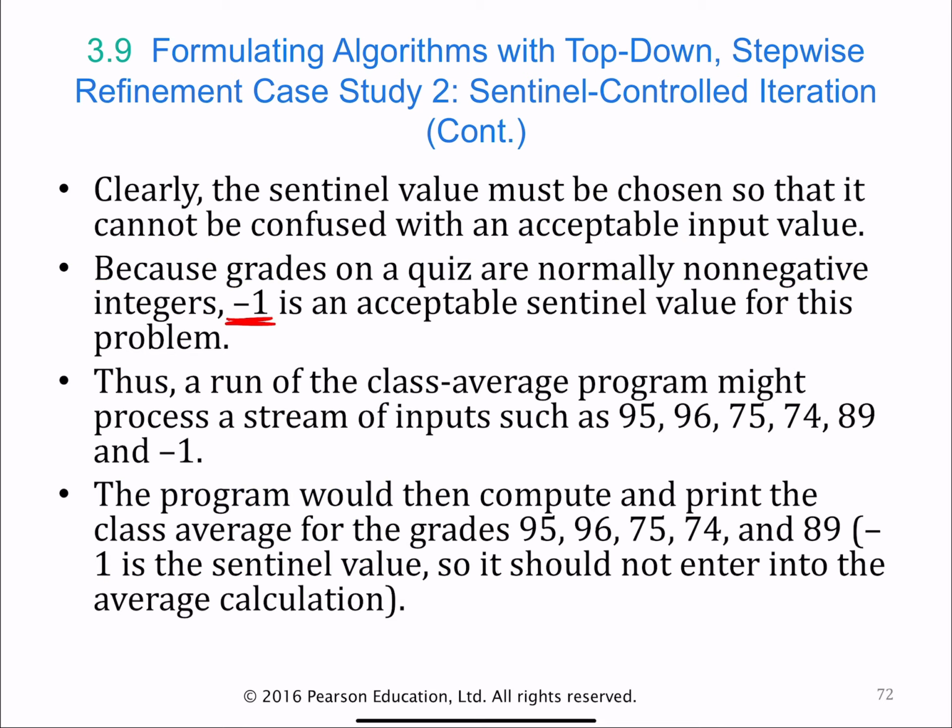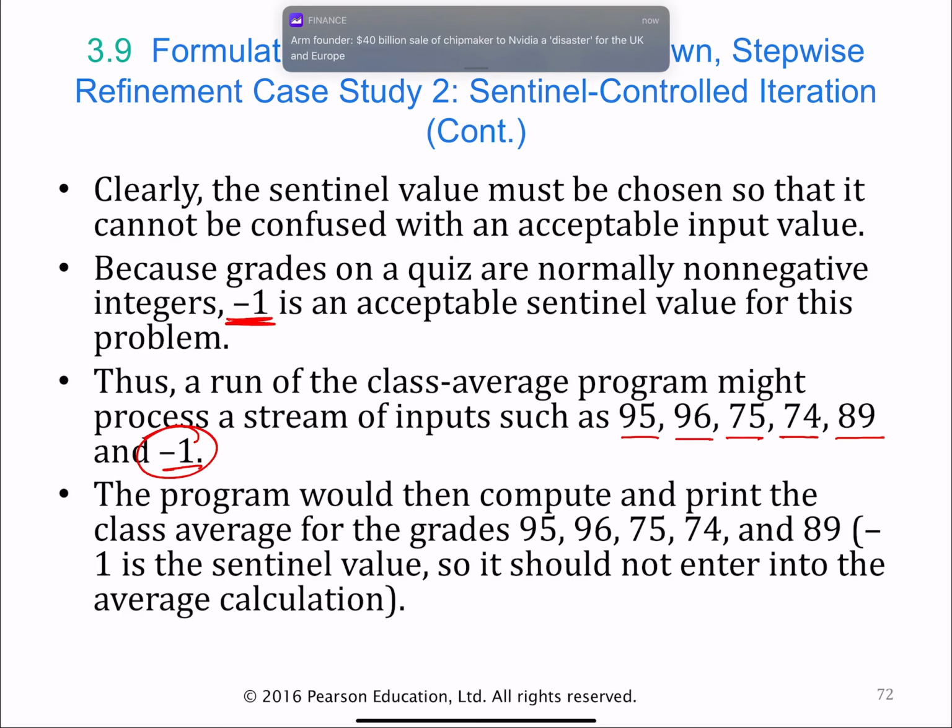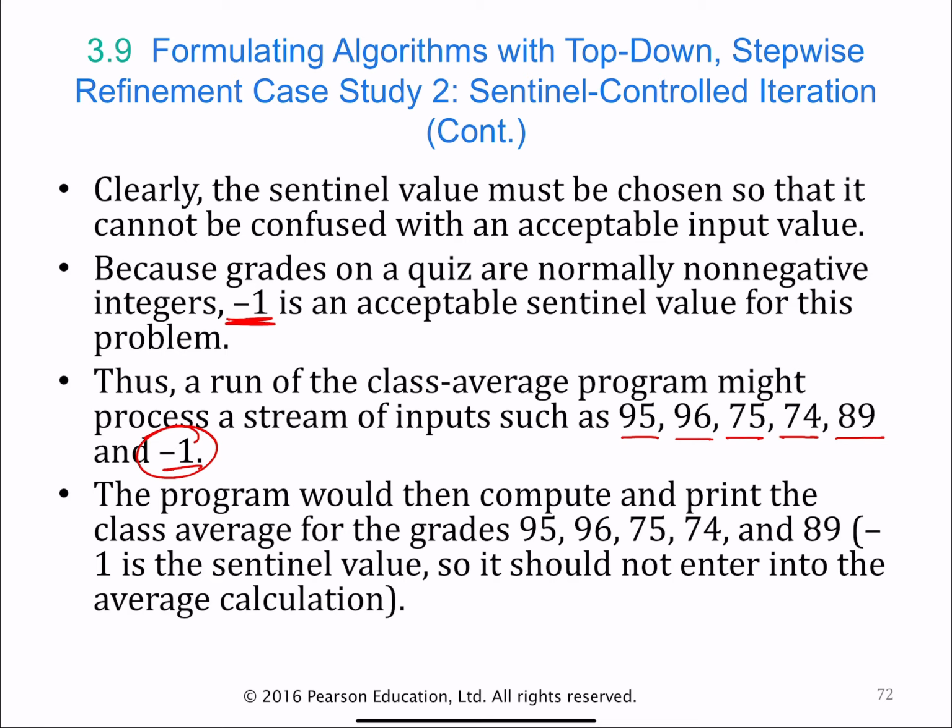As an example, let's say the program receives the following values: 95, followed by 96, 75, 74, and 89, and then in the end it receives -1. That -1 will basically tell the program that we're finished entering data. There's nothing else to enter.